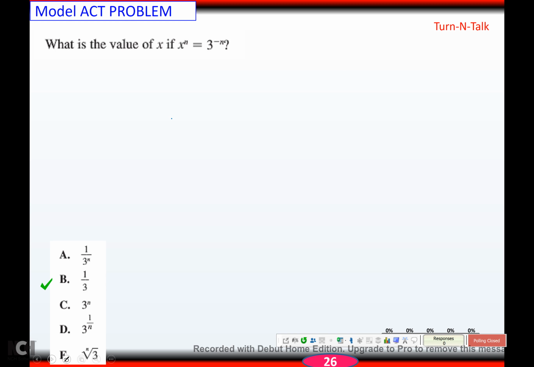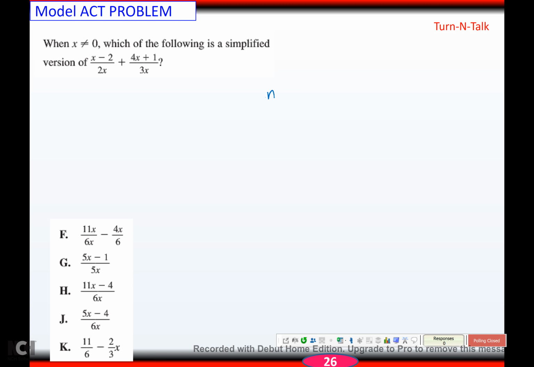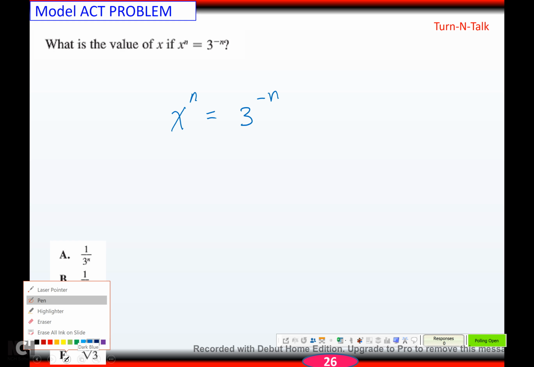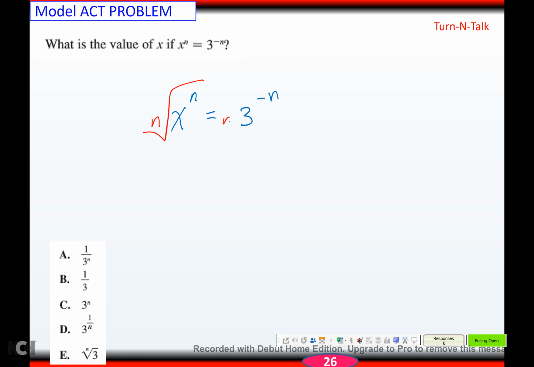What is the value of x if x to the n equals 3 to the negative n? Well, what I'm trying to do is get x alone. So to kill an nth degree, you take the nth root from both sides. That will tell me what x is. Well, we got a problem over here.